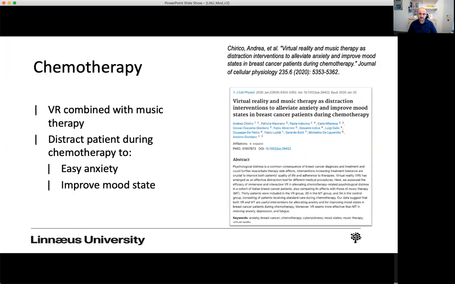So, for example, there is a study that you can read more about by following this citation, in which it is shown how VR could be combined with music therapy to distract the patient during chemotherapy, ease anxiety, and also improve their mood state. So it's an interesting study. Perhaps you can read it in more detail and get more information about it.